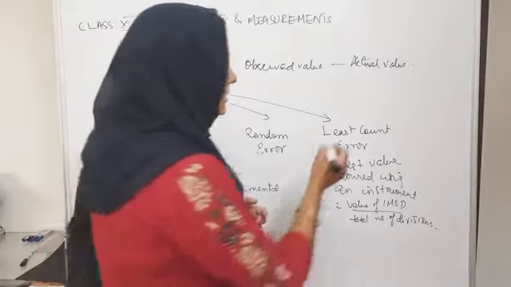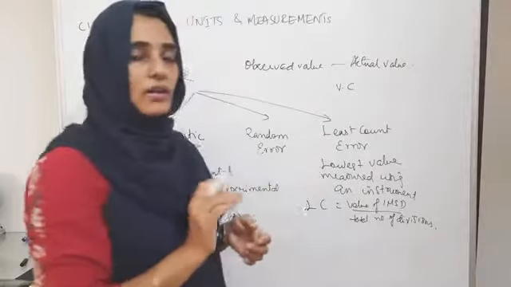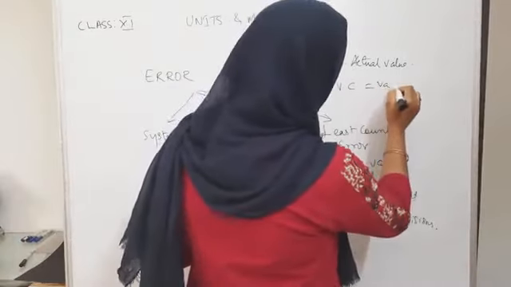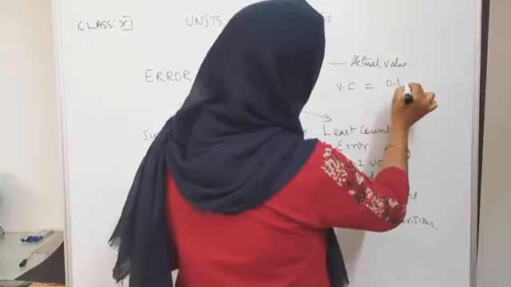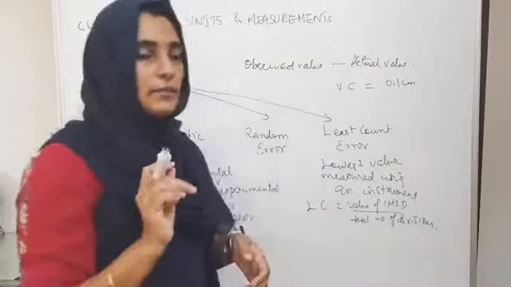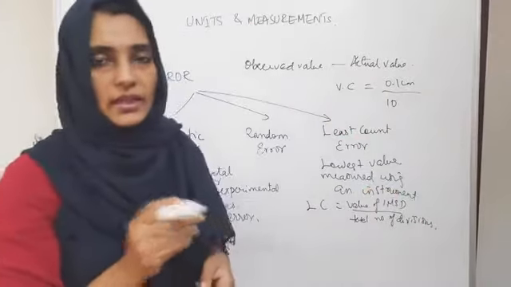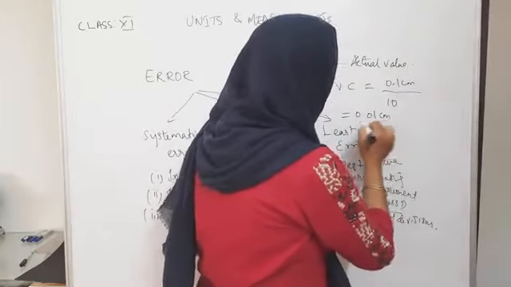So when you consider vernier calipers, the vernier constant or the least count is given by the value of one main scale division. That is, one main scale division is 0.1 centimeter, just 1 millimeter, which is again divided into 10 equal divisions. So the least count will be 0.01 centimeter.